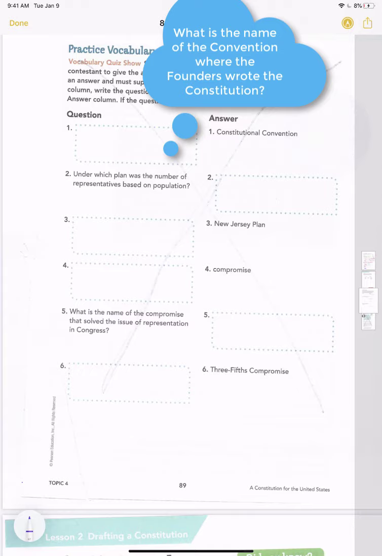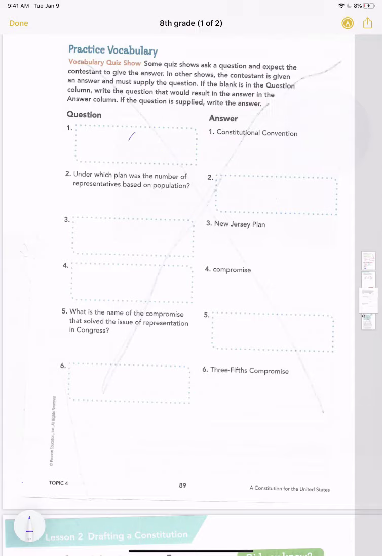So we learned about this. That's what the Constitutional Convention was. It was a process or a gathering of which most of the founding fathers wrote our United States Constitution. So that should have been in number 1 right here. All right, so number 2.